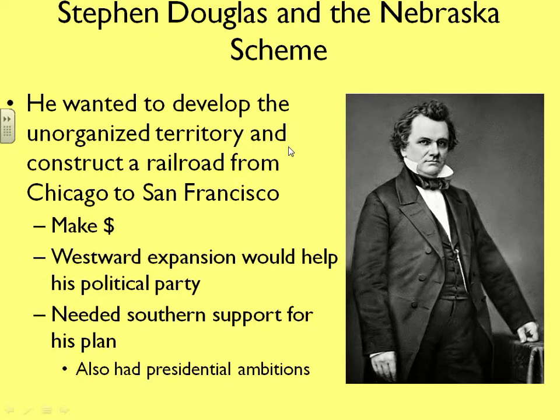He wants to then expand settlers along the railroad, and that would help his own political party, who tended to vote for the Democrats. But he needed Southern support for this plan, and also for future presidential ambitions as well. So he dangled in front of the Southerners a little carrot, and that carrot is the possibility of expanding slavery into this territory.